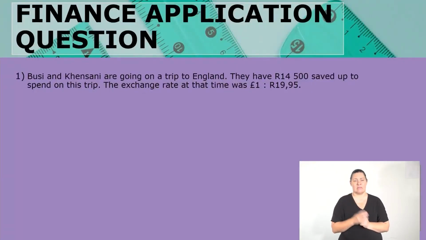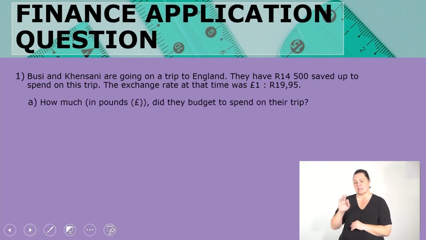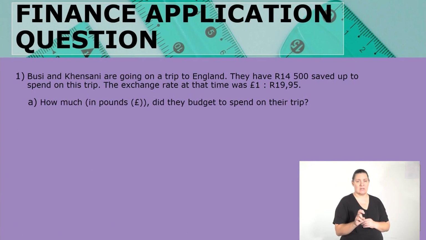So for these application questions, we are going to take a trip with Busi and Kensani. Busi and Kensani are going on a trip to England. They have 14,500 rand saved up to spend on this trip. The exchange rate at that time was £1 is to 19 rands 95 cents. So how much in pounds did they budget to spend on their trip?